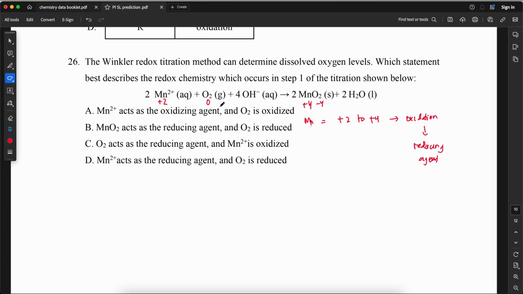And for oxygen, this is -2, this is plus 2. Okay, for oxygen, 0 to -2, reduction. So the answer is D. Mn2 plus acts as the reducing agent and oxygen is reduced.